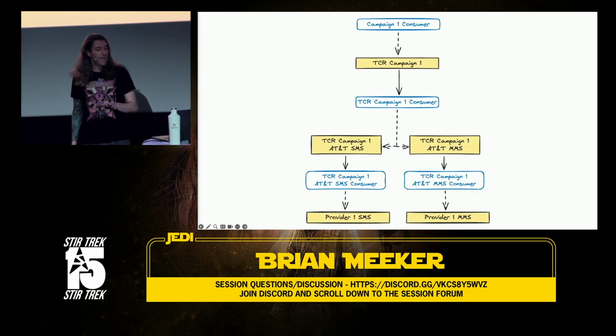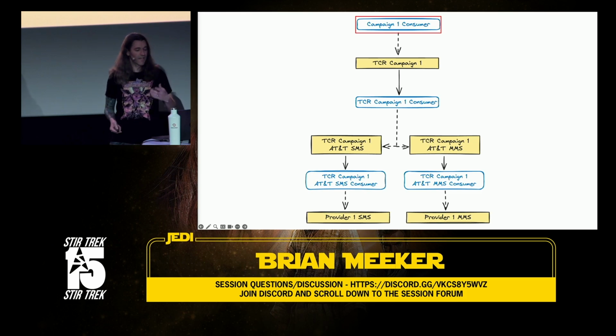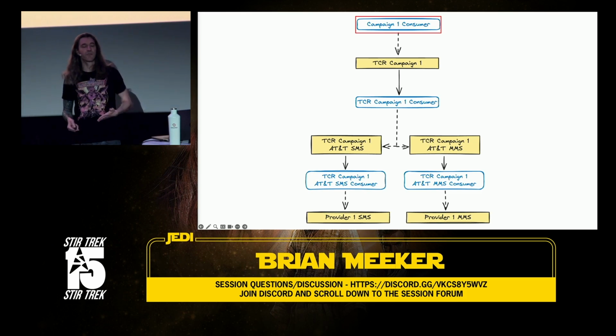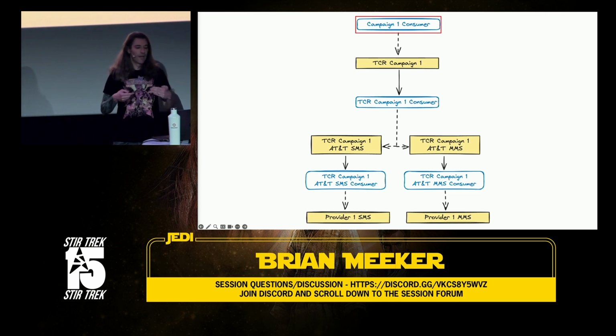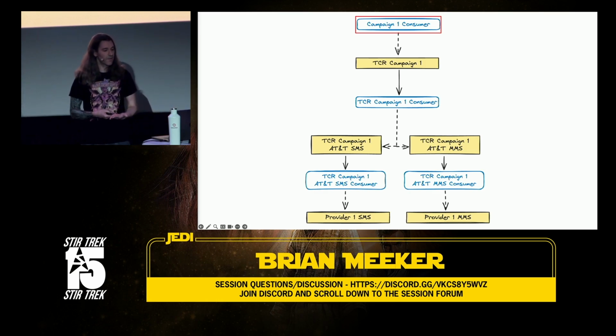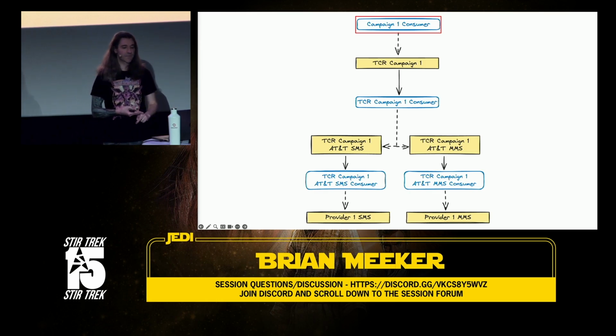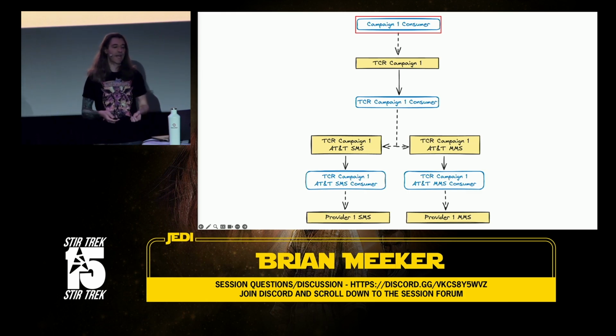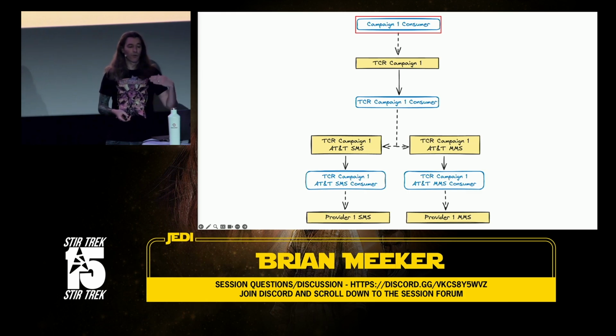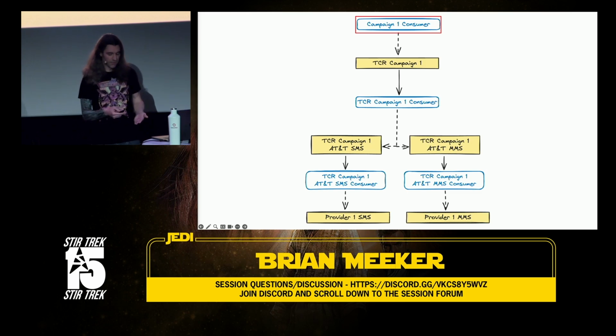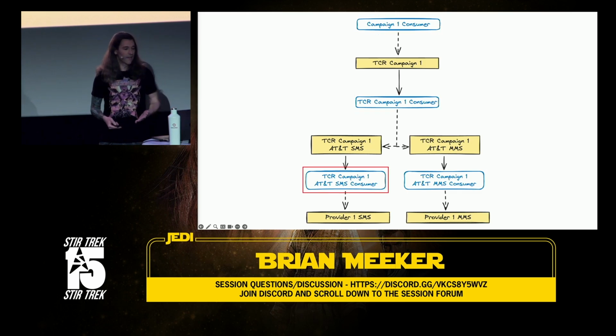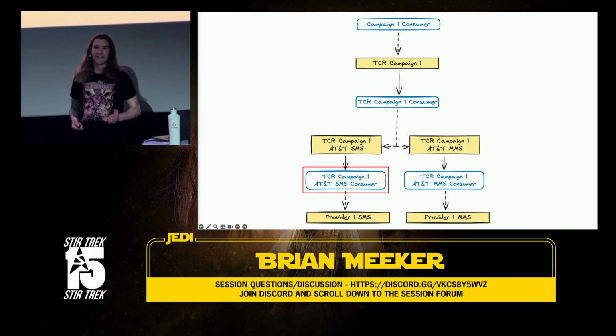So we start with our campaign consumer again, which determines that the campaign is in the US. It gets passed to a TCR campaign queue, and the consumer for that queue looks at the carrier for the text message recipient, and the type of message that we're using, to forward it to the correct carrier queue for that campaign. So for an SMS message to an AT&T phone number, we're going to end up at this TCR campaign one AT&T SMS consumer.